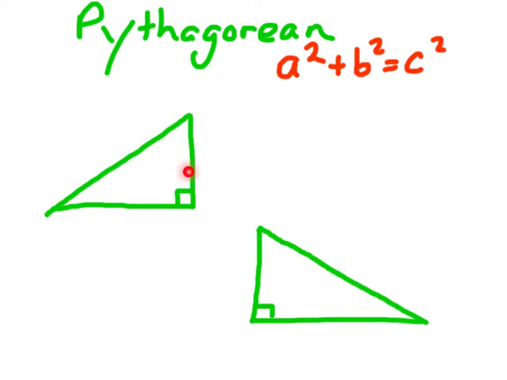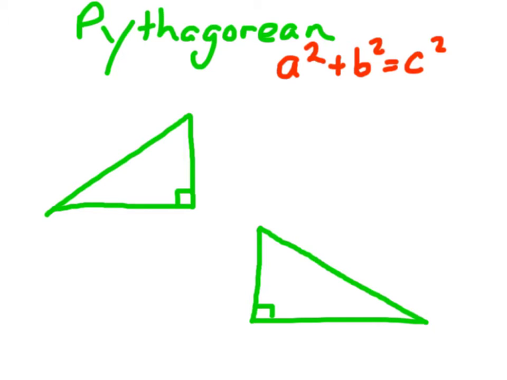A squared and b squared would be these two sides. C is the hypotenuse. It will always be the hypotenuse. In this triangle down here, you've got A and B, and then C is always the hypotenuse. Remember, how do you identify the hypotenuse? It's opposite the right angle. The hypotenuse is opposite the right angle. It's across from that.